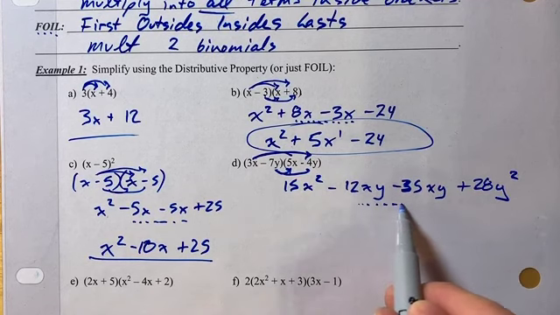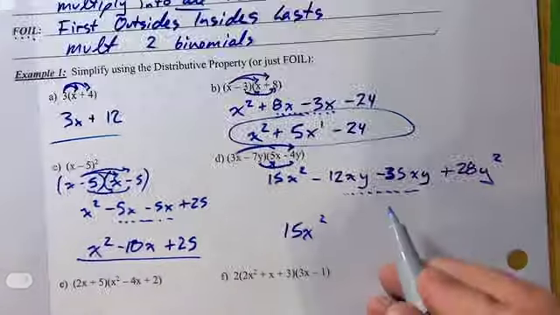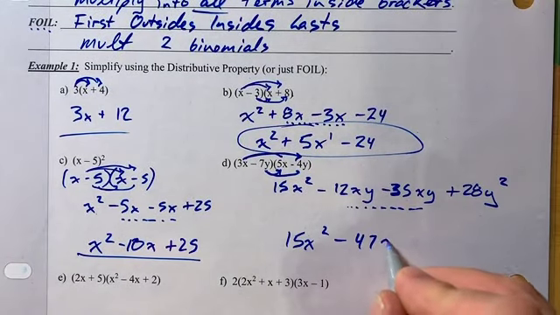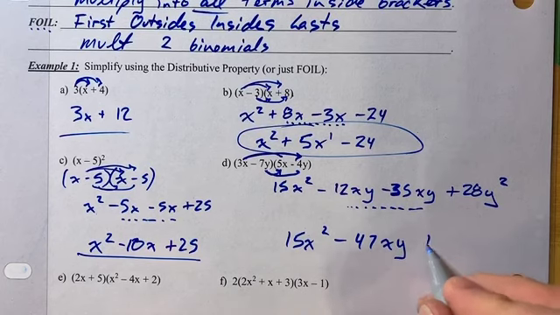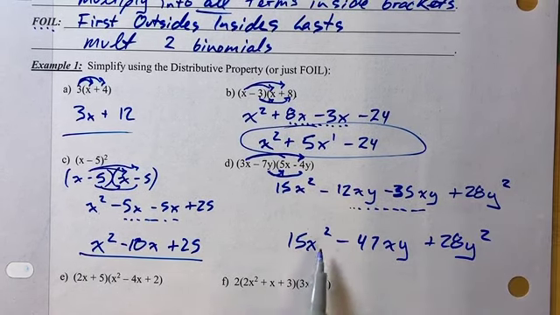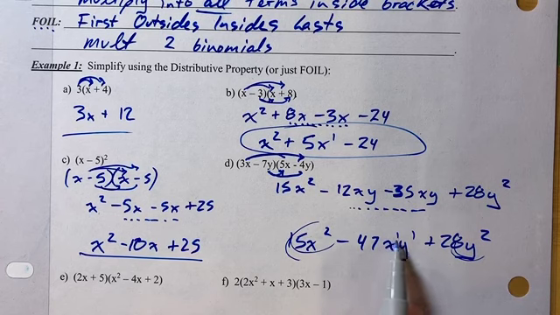Once again, if I do them in order, the middle two should combine. Here we go. 15x squared minus 47xy plus 28y squared. This is a trinomial. This one is degree 2. This one's degree 2. And notice this is x to the 1. They're both, yeah, this is degree 2 as well. But I put them in order.